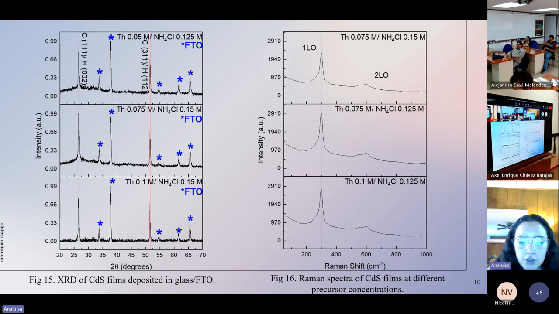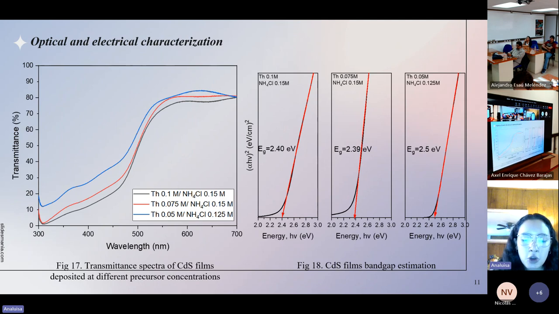For the Raman spectroscopy of the CdS films, we have the presence of the first and second longitudinal optical modes at 305 and 610 centimeters to the minus one, which means good quality and high crystallinity of the films. The optical characterization shows a high transmittance percentage of above 70% and an absorption edge at 500 nanometers, which is characteristic of cadmium sulfide.